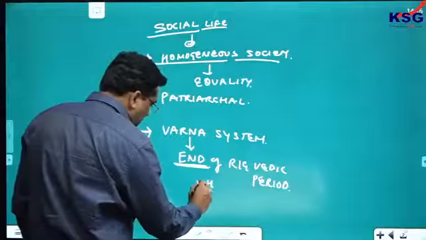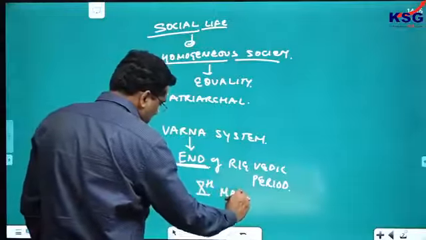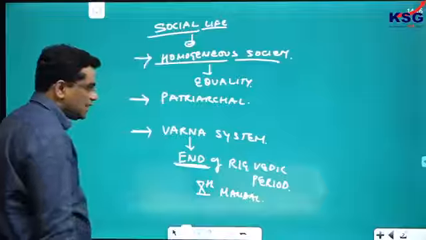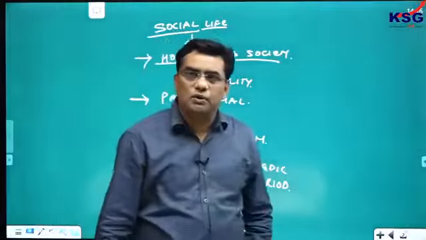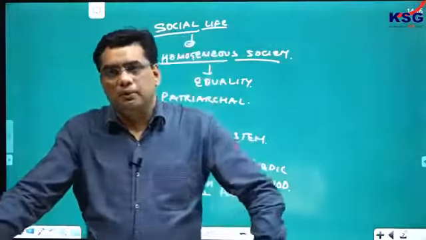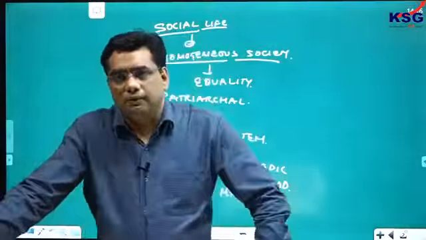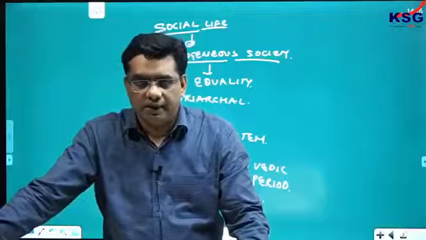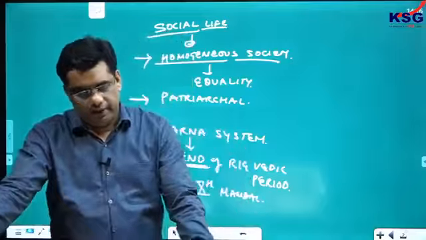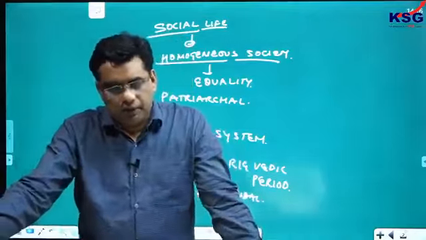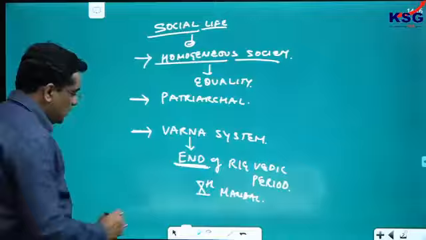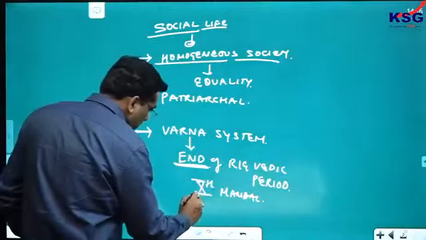I hope you remember the 10th mandal. How many hymns are there? 1028. So out of the 1028 hymns, there are 10 mandalas, and the 10th is the last mandala. So the Varna system had evolved at the end of the Rig Vedic period, that is in the 10th mandal of the Rig Veda. So Brahman, Kshatriya, Vaishya and Shudra had evolved in the 10th mandal.